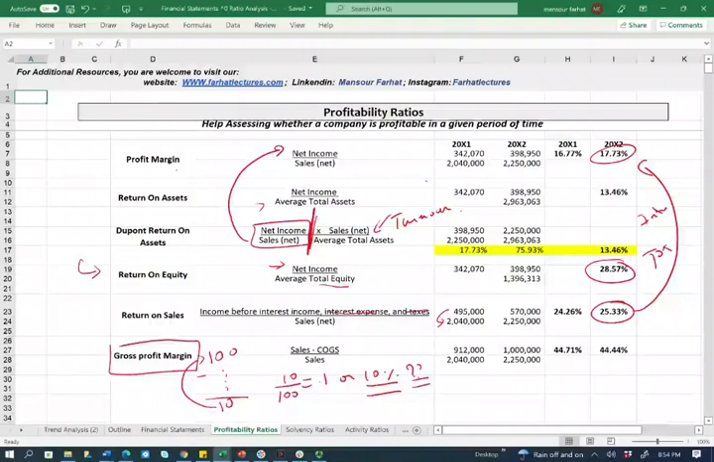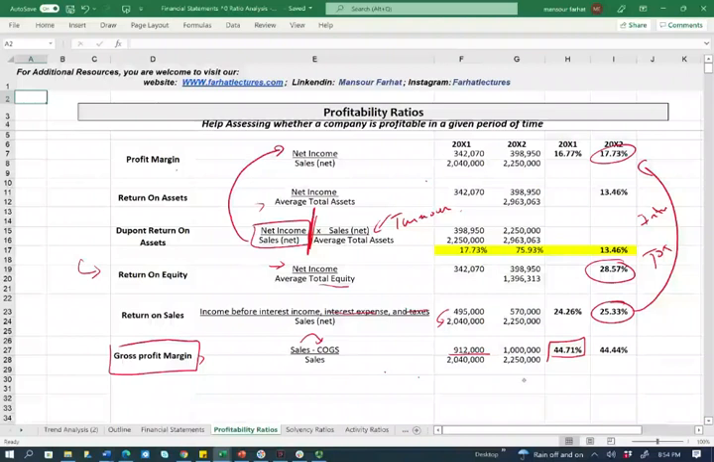The gross profit margin is another profitability ratio, and auditors use this a lot because gross profit affects inventory. If inventory is misstated, it will show in cost of goods sold. Again, this ratio is very predictable in the sense that in the absence of any unusual circumstances, the ratio should stay the same or should have a predictable figure. In year one for us, 44.71, and year two, 44.44. How do we compute this? Again, taking gross profit, which is sales minus cost of goods sold, dividing it by sales.